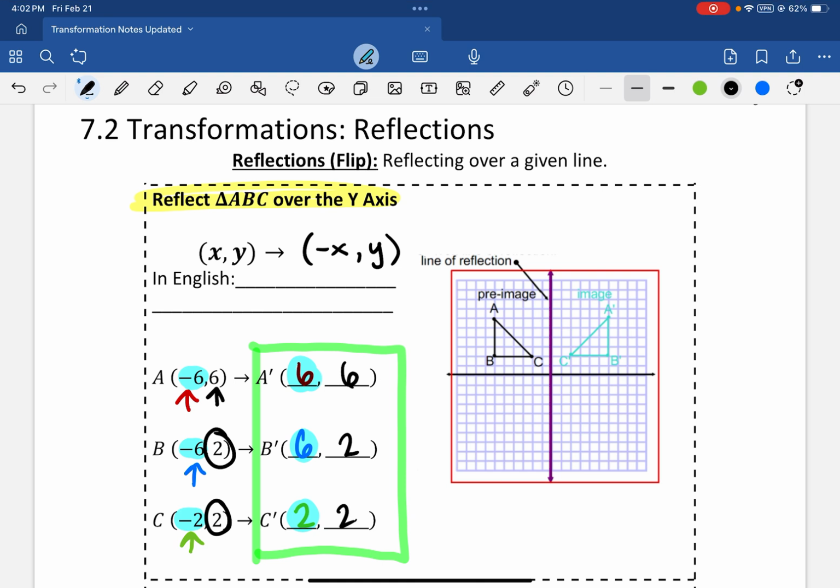So let's write what this rule means in English. That's what I mean by that in English. So we can write that the x value changes to the opposite sign and you can put that y stays the same.